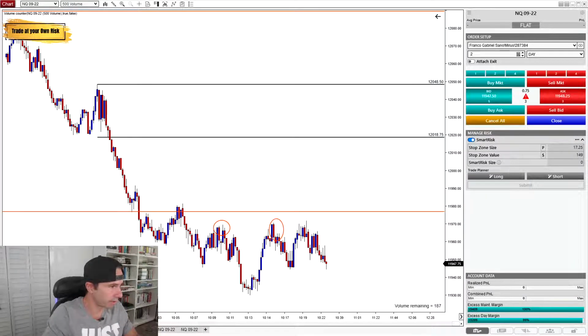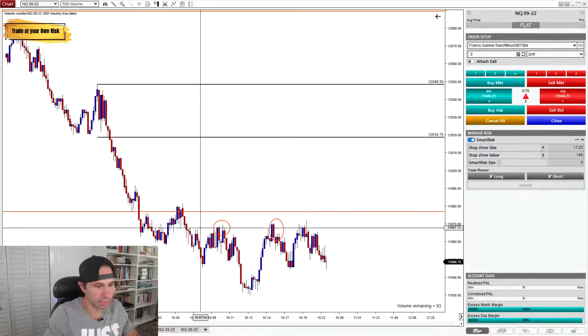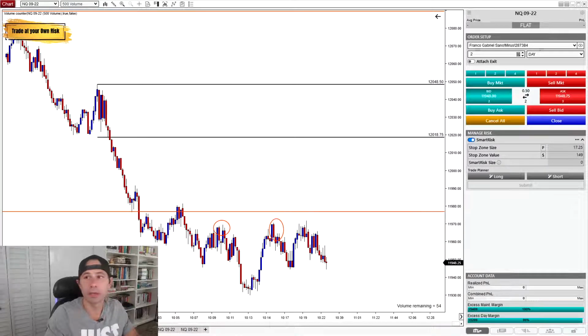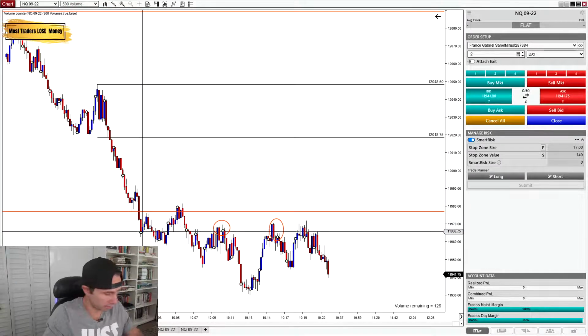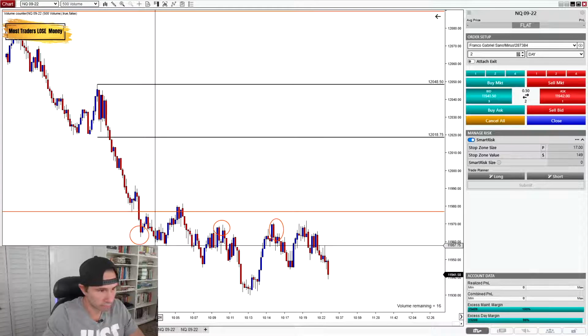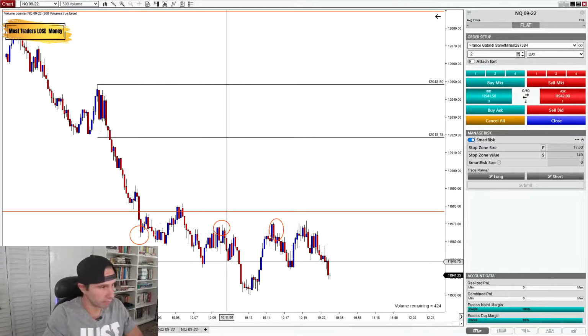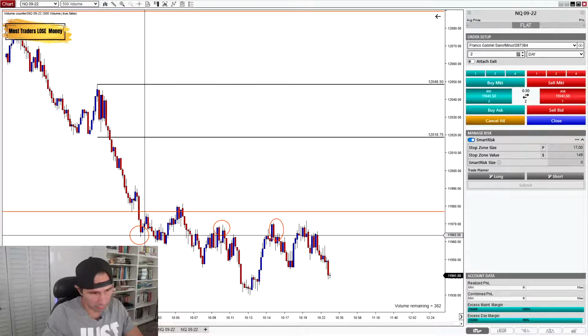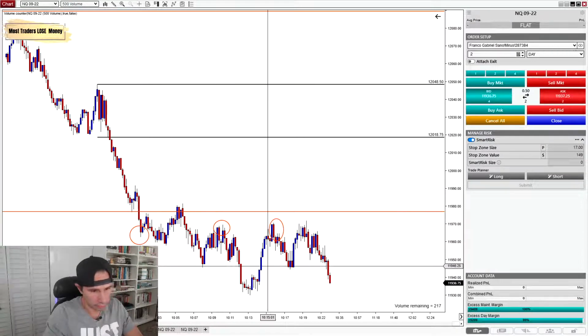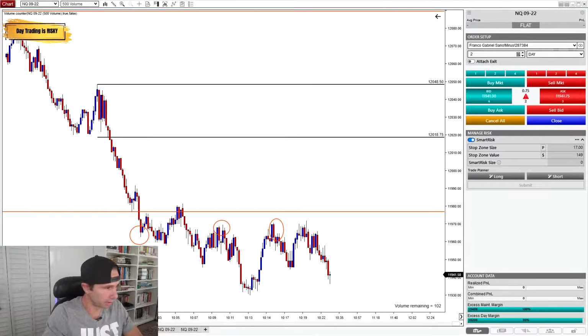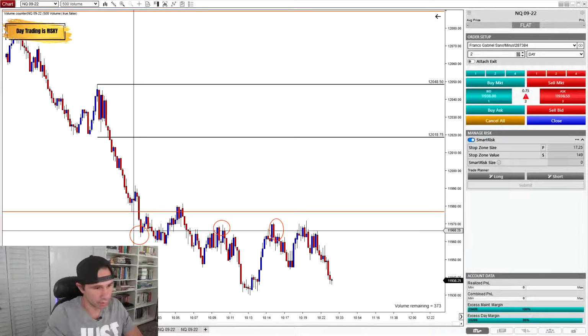Tick chart created a fresh low at 10:03. 10:03 is right here. There you go. Where is it? Right here. This movement downwards is not making fresh lows on the tick. Not an extreme though. This is the low of the day on the tick chart.